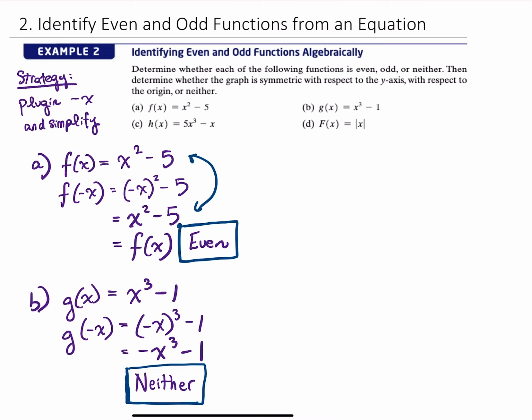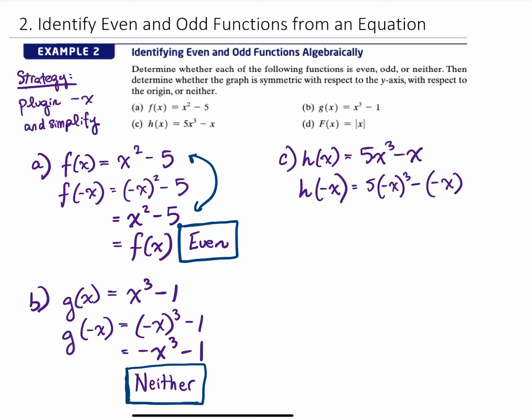So I think in C, that's what we're going to witness. Let's look at h of x equal to 5x cubed minus x. So let's plug in the negative x. This will be 5 times negative x cubed minus negative x. So we said earlier the cubed will produce the negative, so we'll get negative 5x cubed, and then the double negative here will make this plus x.